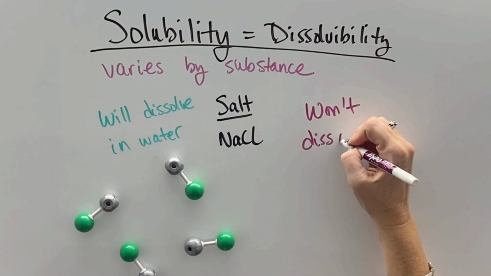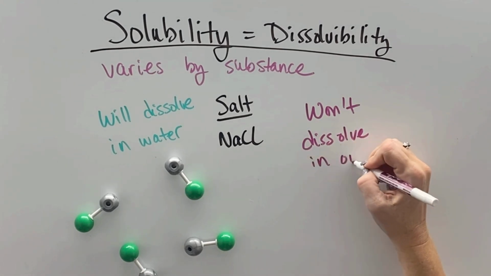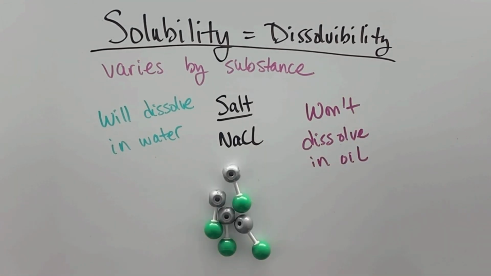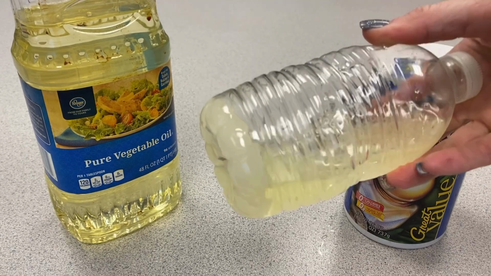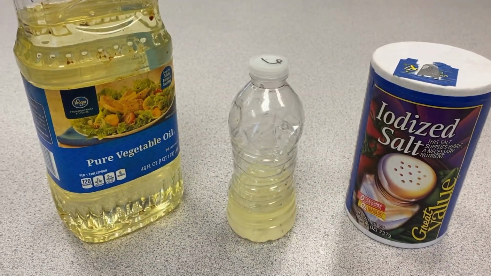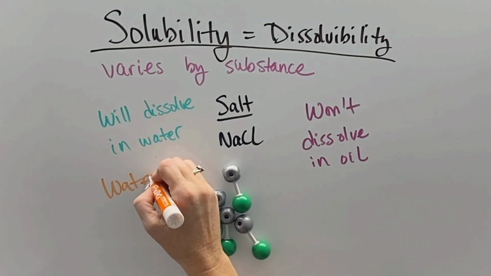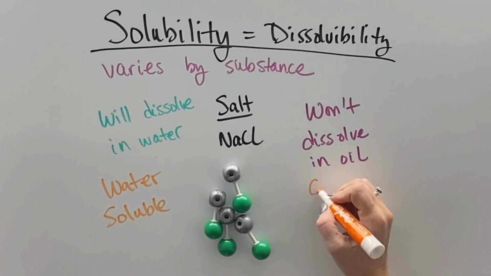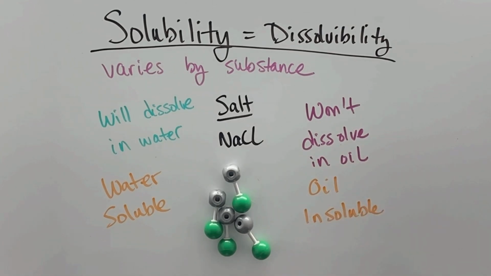Like we've seen, salt will dissolve in water, but it won't dissolve in oil. So, if we put a bunch of salt into a container of oil, it does not matter how much we stir it, how much we shake it, how much we heat it up, that salt will not dissolve in the oil. So salt is water soluble, but it is oil insoluble.